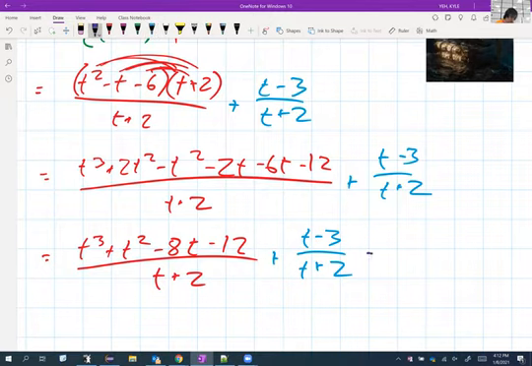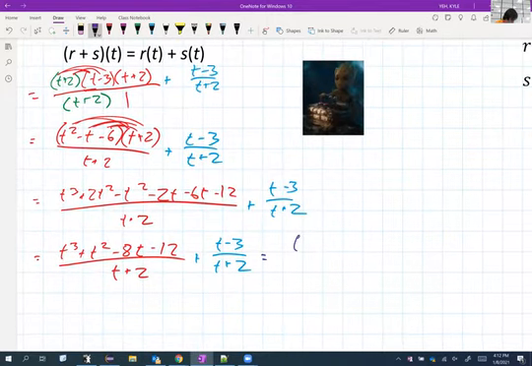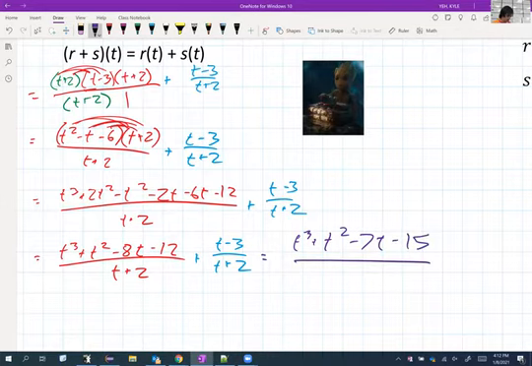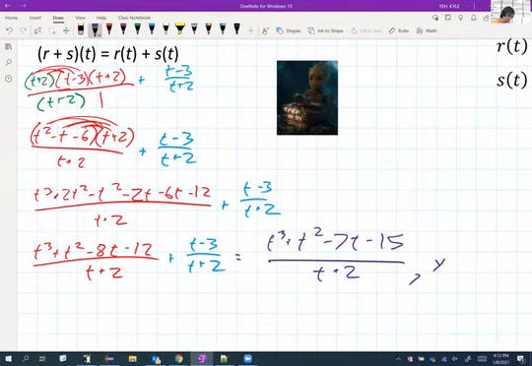So let's figure out what this gives us at the end of the day. T cubed, looks like there's only that one t cubed at the beginning, only one t squared at the beginning. Negative 8t's plus t from the blue looks like minus 7t's, negative 12 plus negative 3, minus 15 over t plus 2. So it looks like I think we've done our addition. Little bit of extra work because we had to get a common denominator, but we found our division. Only thing left to do because we were dividing is say what t cannot equal, not x.